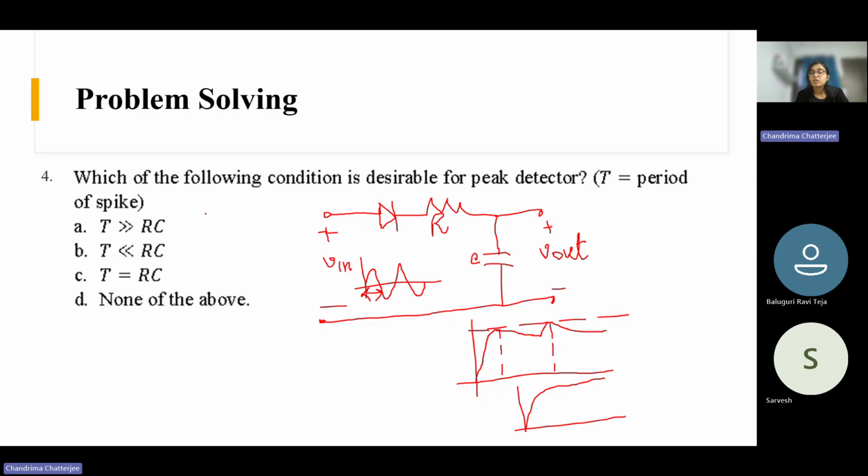For that, what is the criteria? The criteria is that your time period T, so this is the time period of the input signal, capital T, should be much greater than RC. RC is the time constant of the RC network. If only this criteria is fulfilled, then within this half cycle the capacitor will get charged quickly and it can retain the voltage around the peak. Okay, so option A is the correct option.